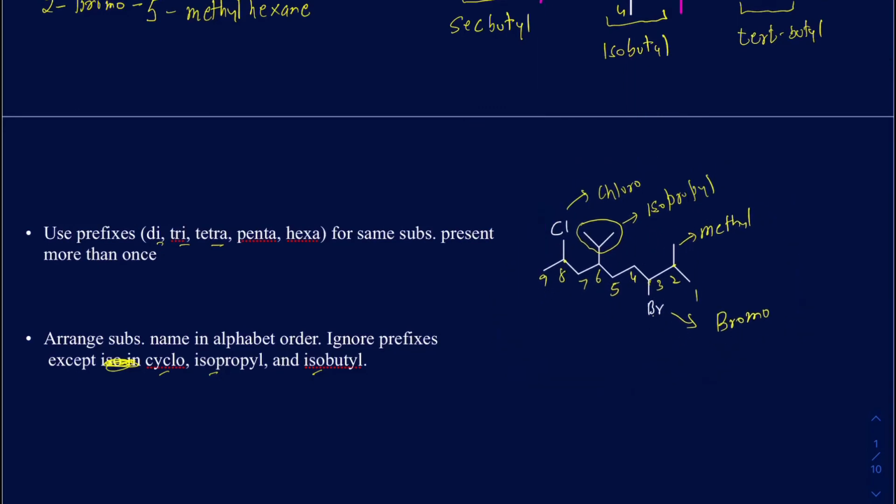Okay, so I know what my substituents are. I got a methyl on the second position, a bromo on the third position, a chloro, and then an iso. Make sure you put those in alphabetical order. So your bromo is going to come first.